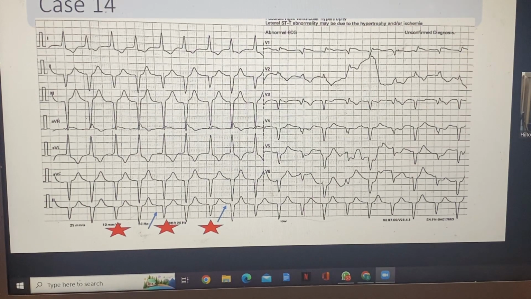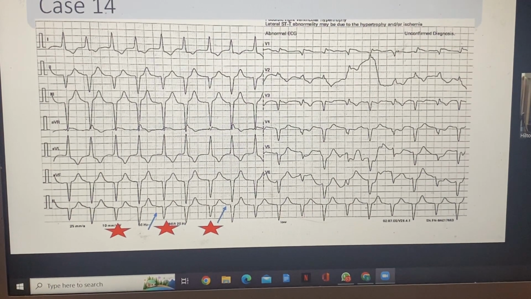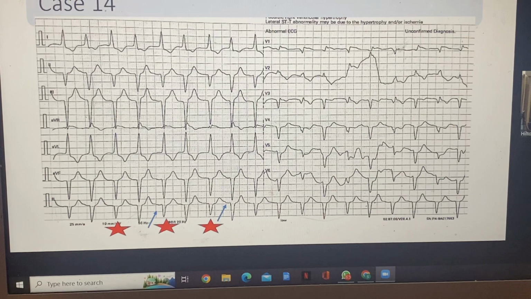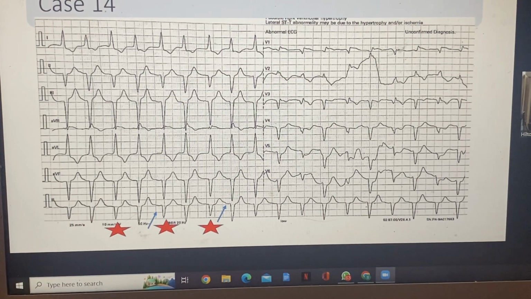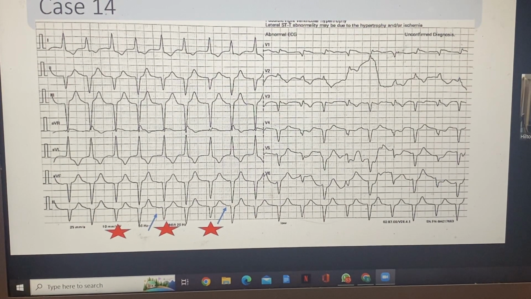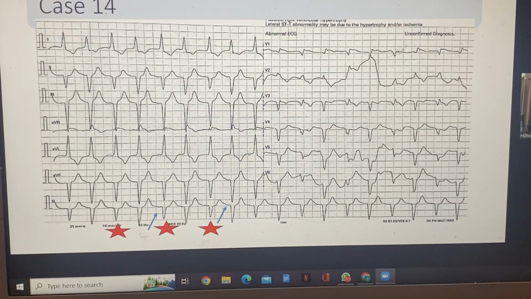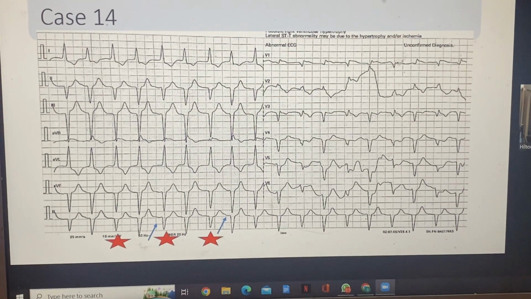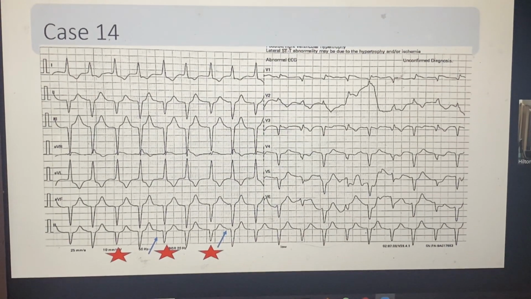But let's say we look at the history. This patient had CPR and was then revived. Then after that, this is all just electrical alternans caused by the post-CPR state. I don't think this is VT. I mean, that's my personal opinion.